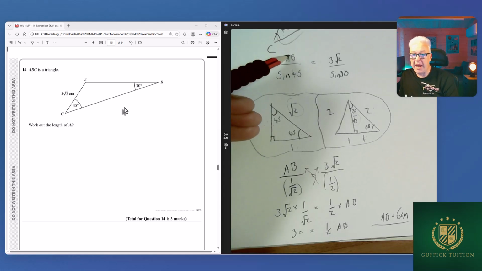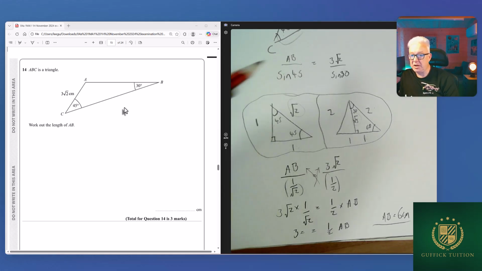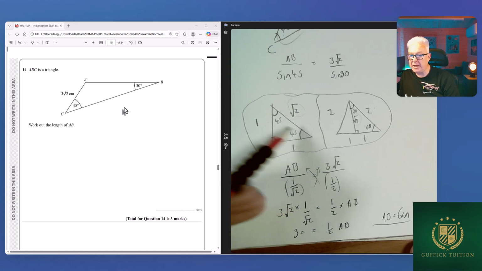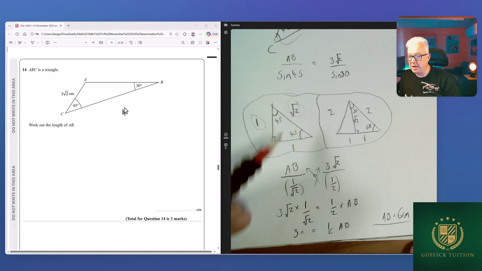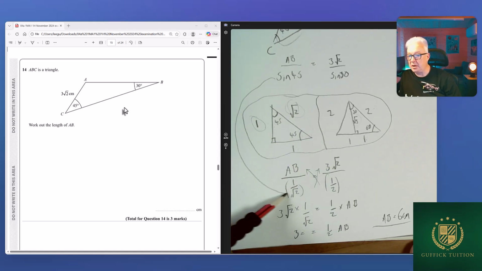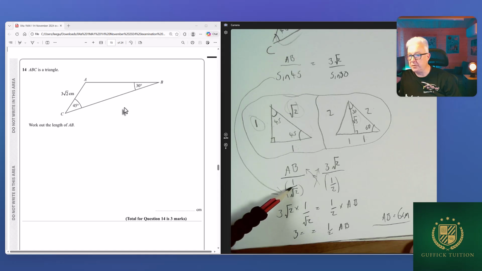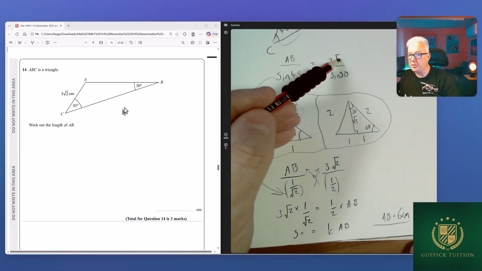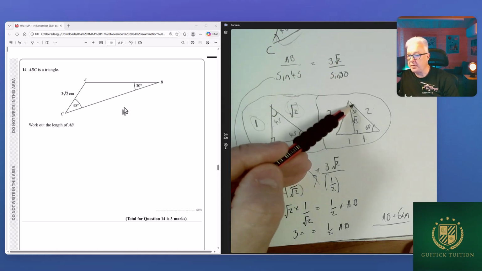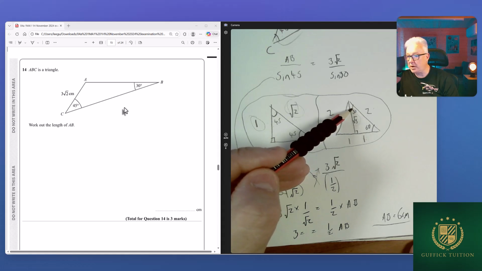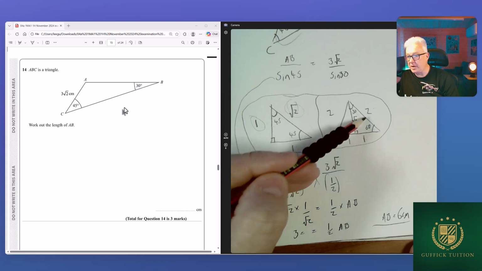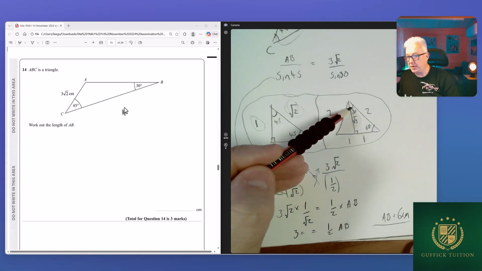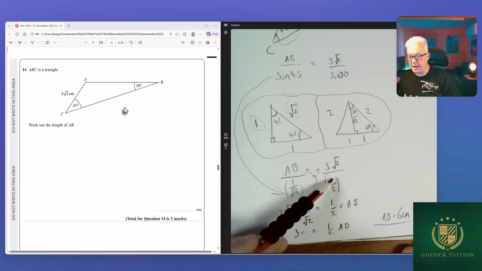So what have we got? We have got AB over sine 45. So if I go from this angle here, sine is opposite over hypotenuse, so 1 over root 2. So I've got AB over 1 over root 2, because sine of 45 is 1 over root 2. Is equal to 3 root 2 over sine 30. So I'm going in this triangle here, from this angle, sine is opposite, which is that side there, over hypotenuse, which is 2. So sine 30 is a half. So that is a half.